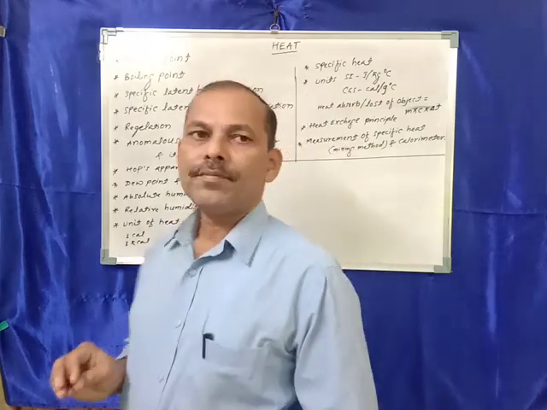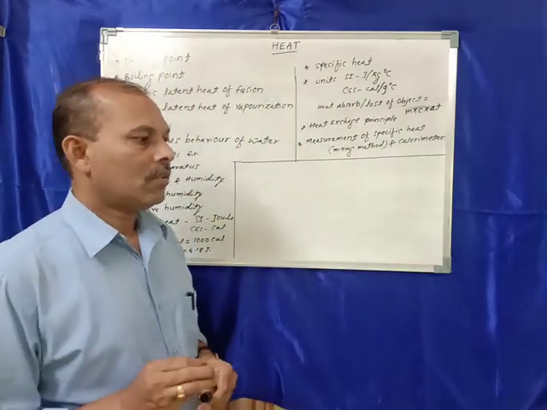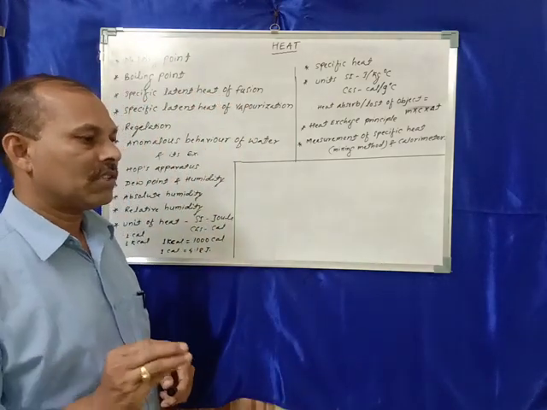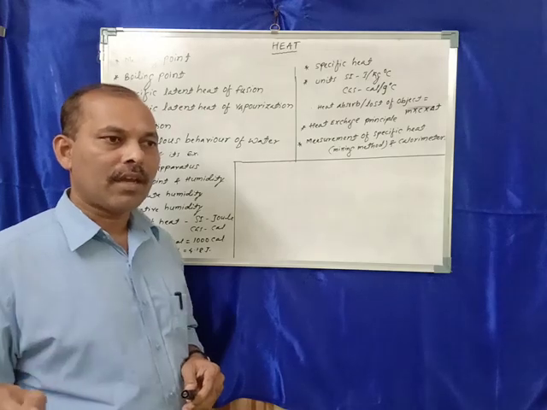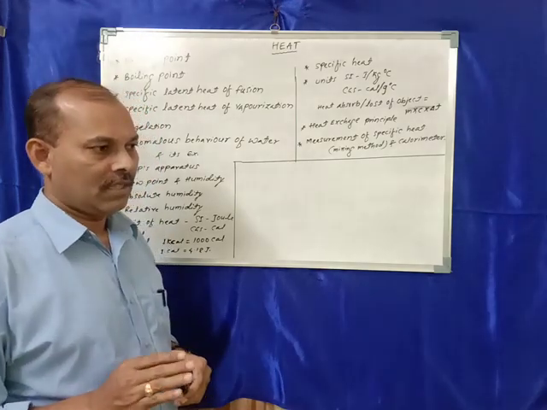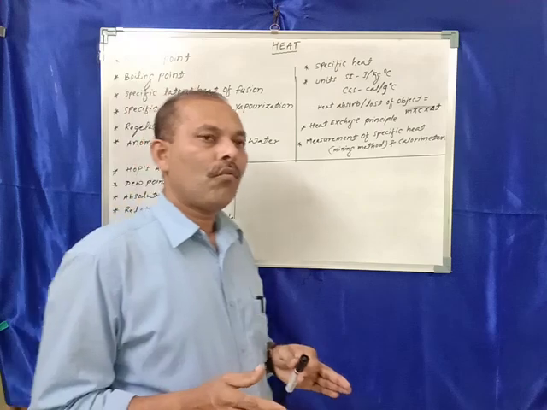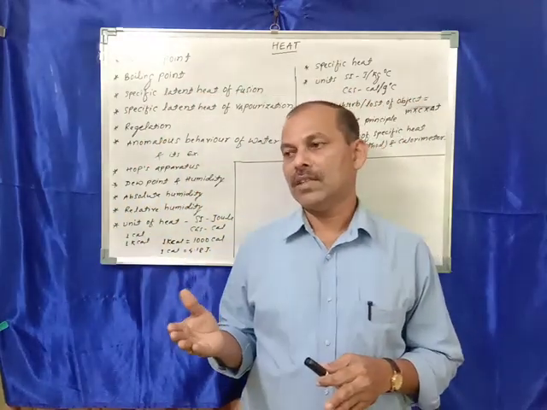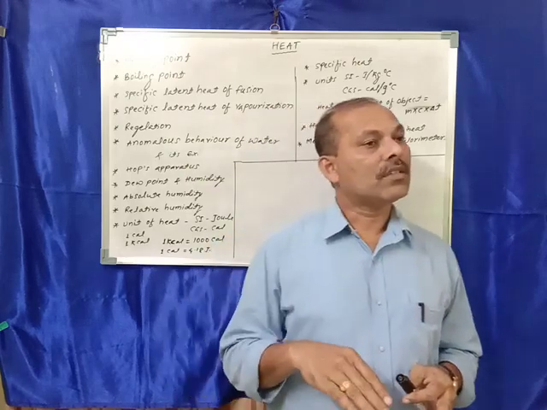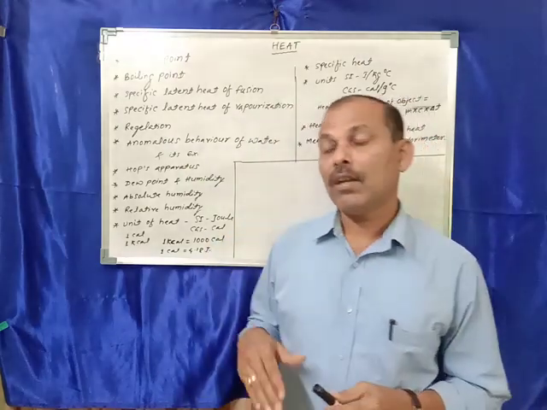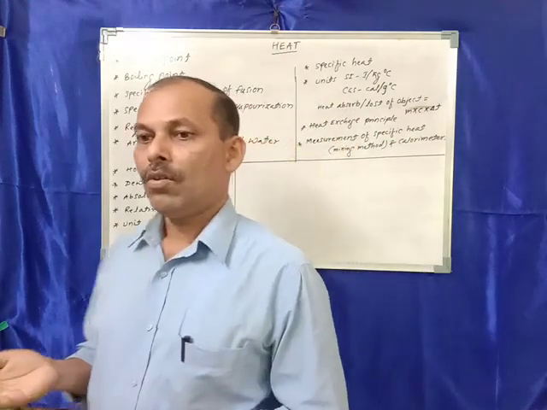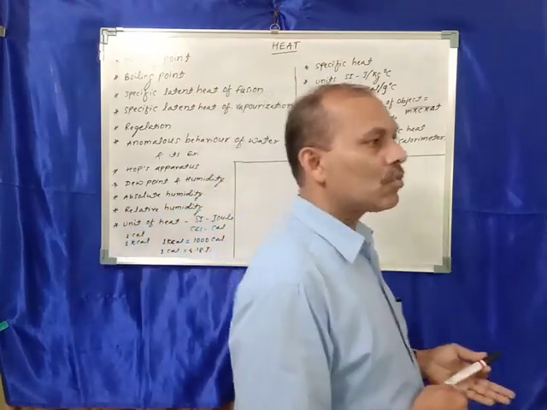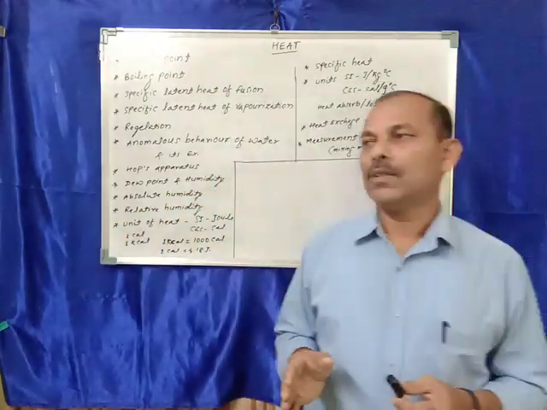You already know that there are three states of objects or substances, that is solid, liquid and gases. These states we can convert from one state to another. Means we can convert solid into liquid, or liquid into gas, or gas into liquid, or vice versa, liquid into solid. How is it possible?